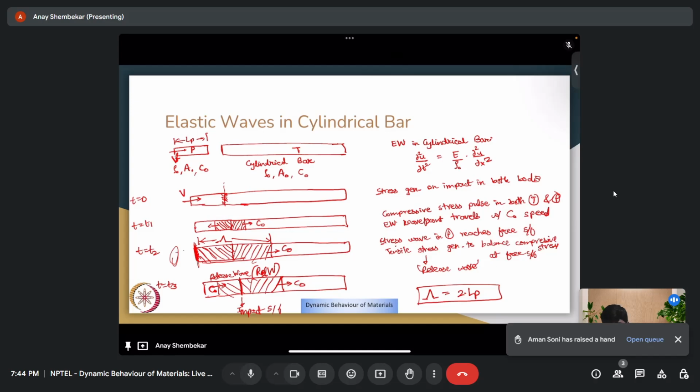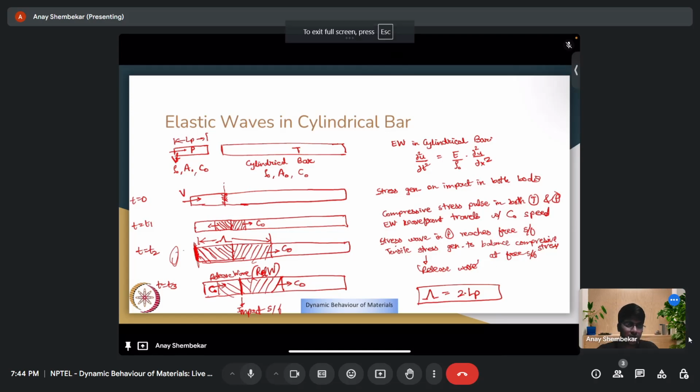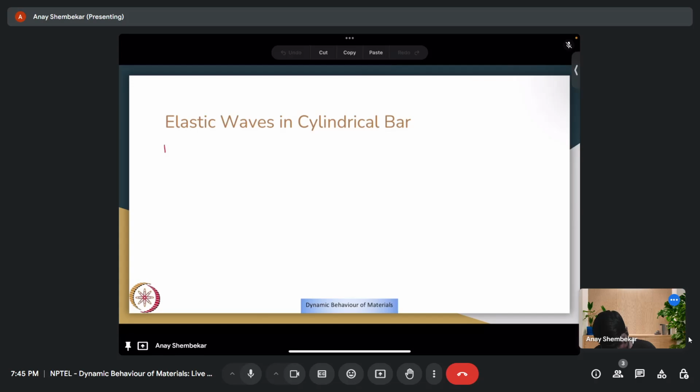On the free surface, as you just told, a tensile nature release wave has been developed. So when tensile wave is developed at the free surface, what will it do after that? Okay, we'll go a little deeper into the free surface.